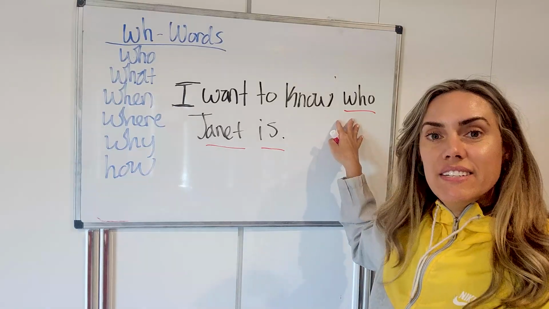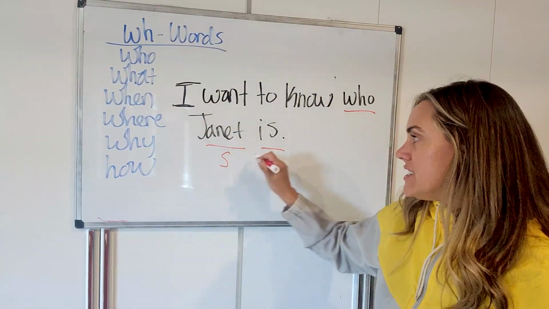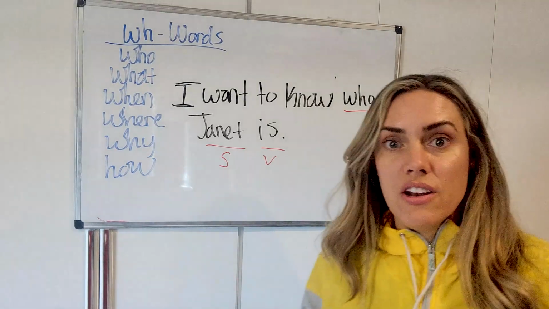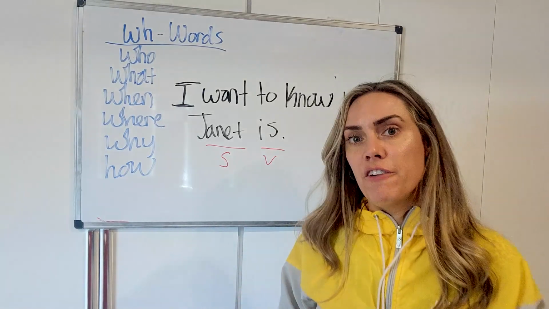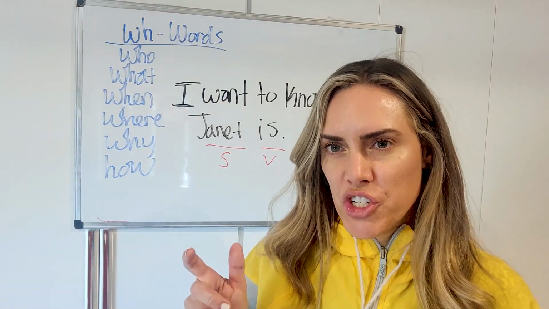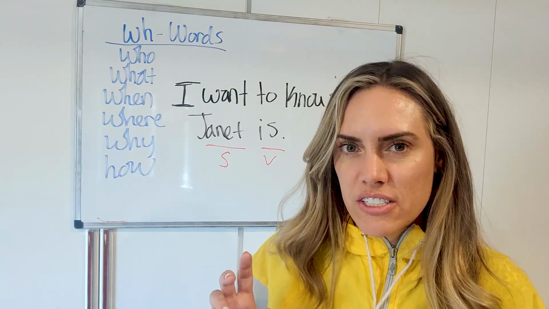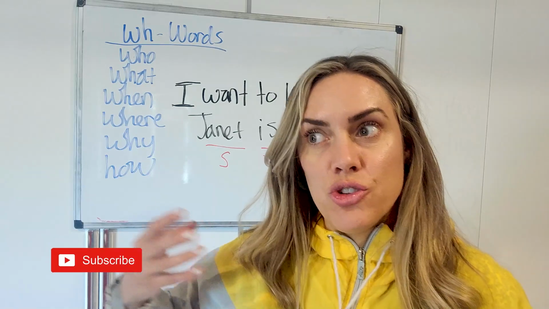"Who" is the WH word that starts the noun clause. Janet's the subject, "is" is the verb. I want to know who Janet is. That's my noun clause. It's acting like a noun. So we use these WH question word noun clauses when we have a question usually, and we don't want to ask it directly.